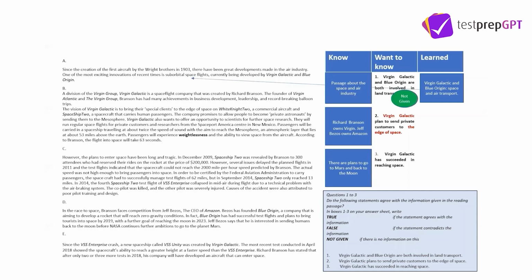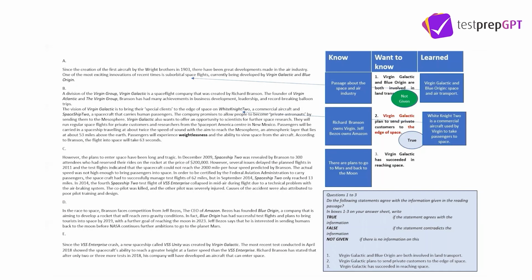It could be true, they might be involved in land transport, but we don't know. So it's a not given. If we look for number 2, if we look at paragraph B, we'll see that it says the vision of Virgin Atlantic is to bring their special clients to the edge of space on White Knight 2. Okay, so we've learned that White Knight 2 is a commercial aircraft used by Virgin to take passengers to space. So number 2 is absolutely true.